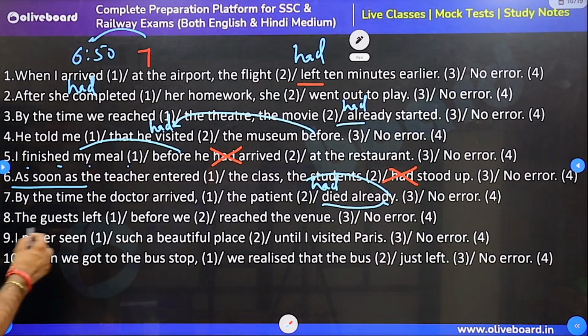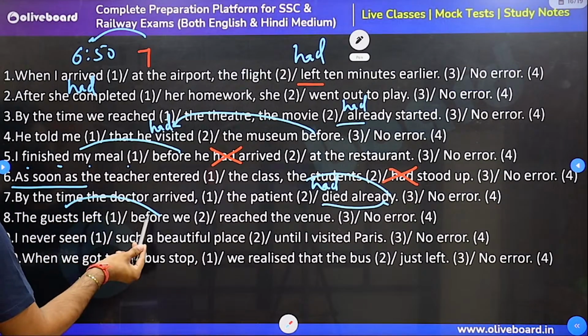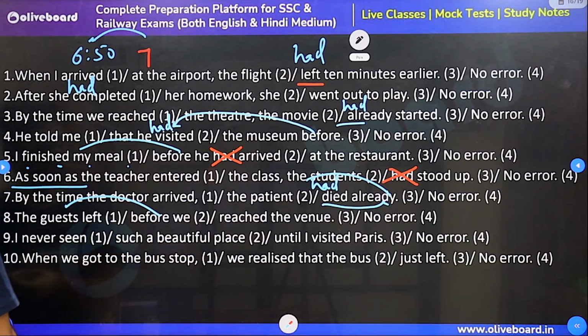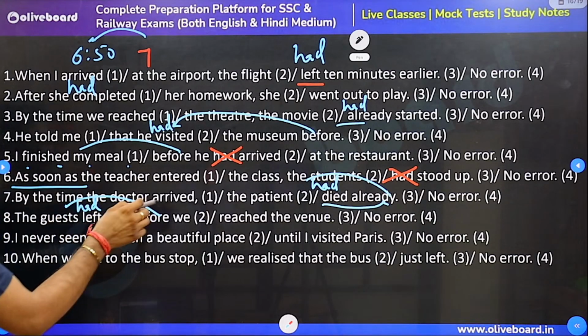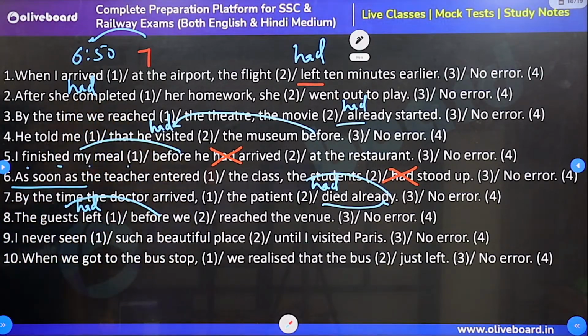But Manoj, the guests left before we reached. So we reached, but they left before. Superb presence of mind. The guests had left before we reached. Before we reached, they had left. Because if they left at the same time, we would meet.